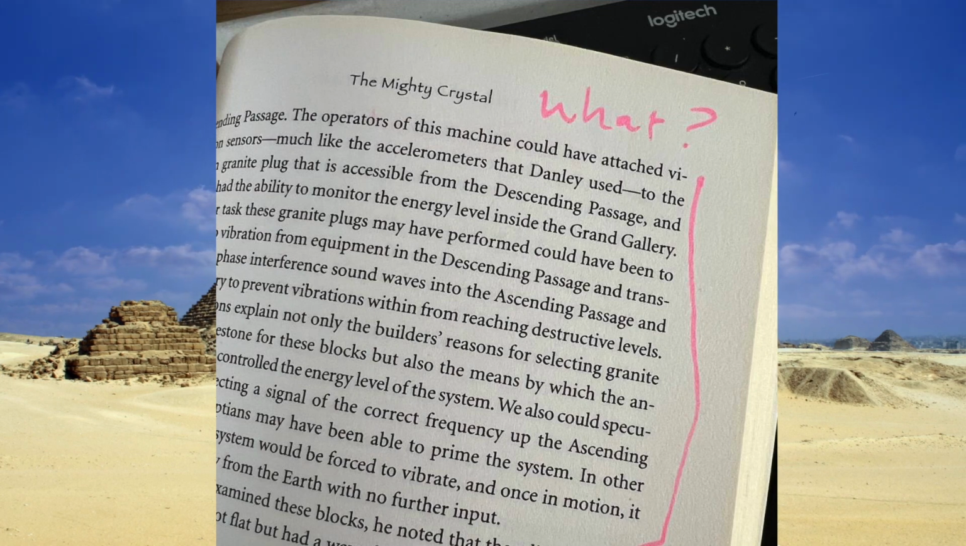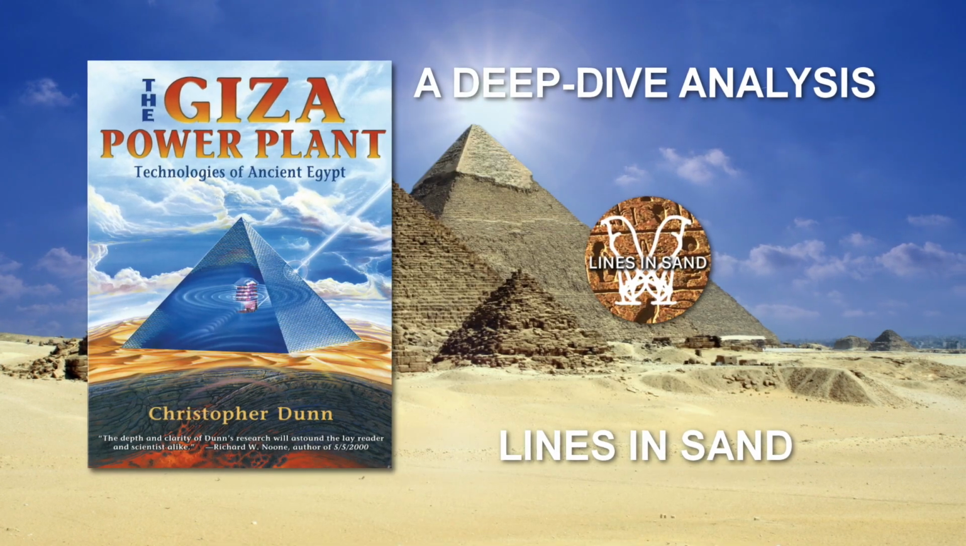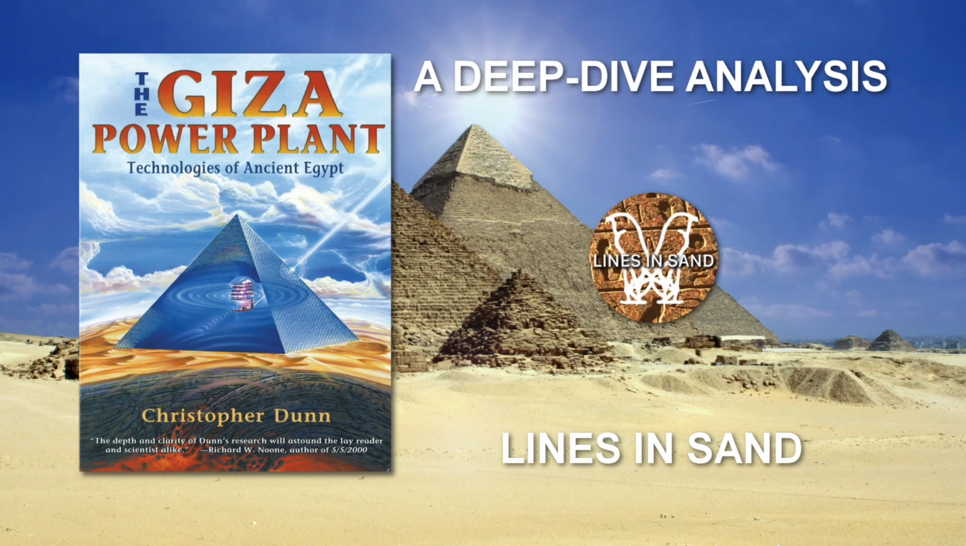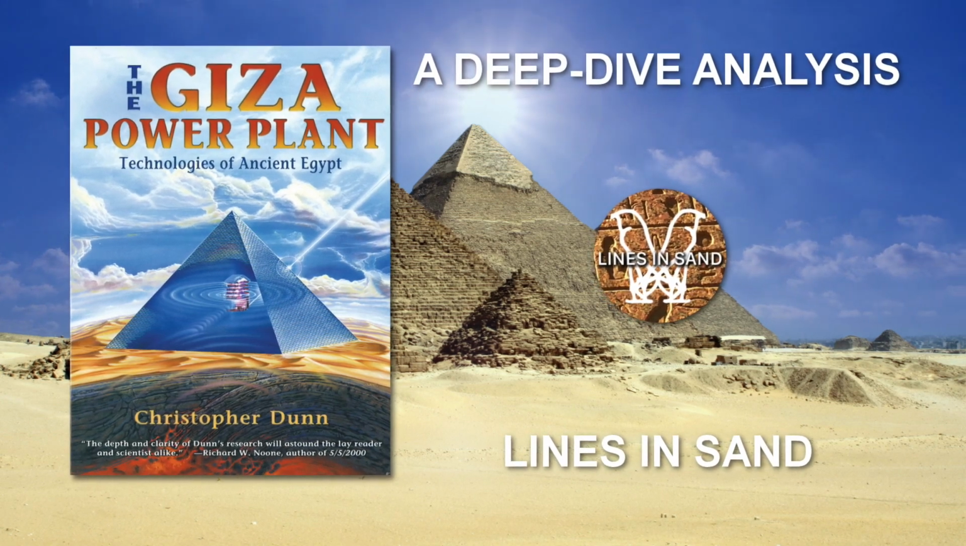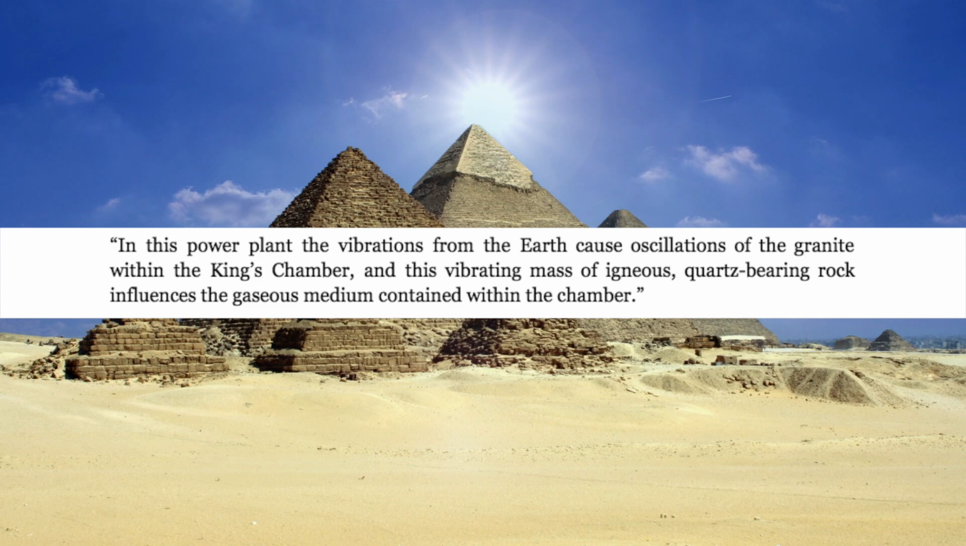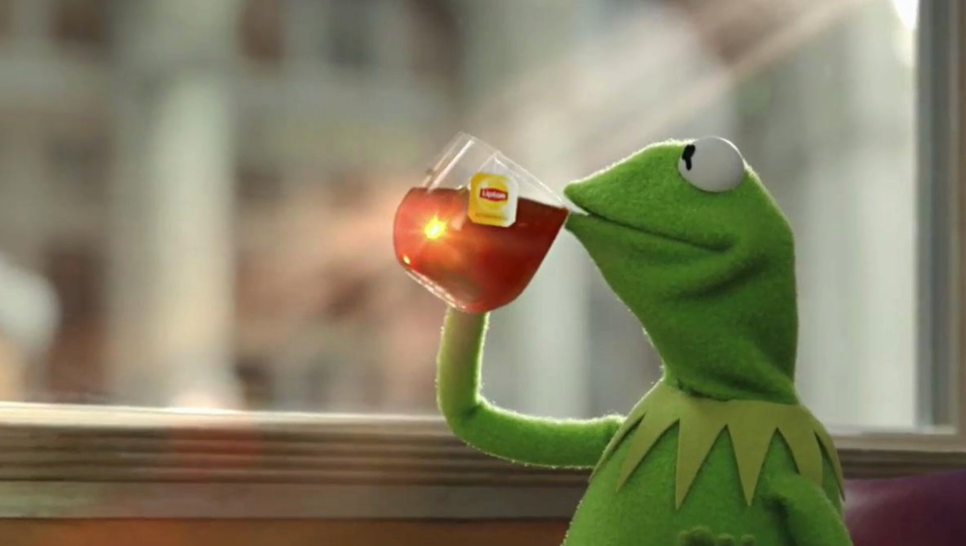Chapter 10, then, brings with it a welcome breath of clarity, where the entire working premise of the Giza power plant theory is summed up in a single sentence. In this power plant, the vibrations from the earth cause oscillations of the granite within the king's chamber, and this vibrating mass of igneous quartz-bearing rock influences the gaseous medium contained within the chamber. Job done. Let's all get a cup of tea.